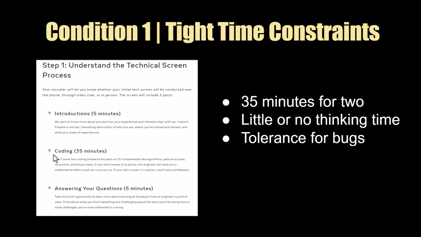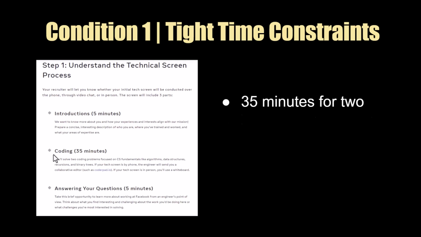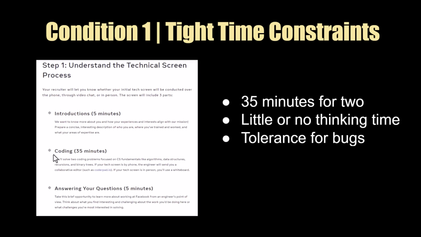So let me step back a bit. Little or no thinking time, tight time constraints, meaning you have to code very quickly, but they're not too strict in terms of bugs. That doesn't mean you can forget to handle a division by 0 or miss an important edge case, but if you have some minor syntax issue, then that's not going to be the end of the world. So what do you do? How do you deal with this?